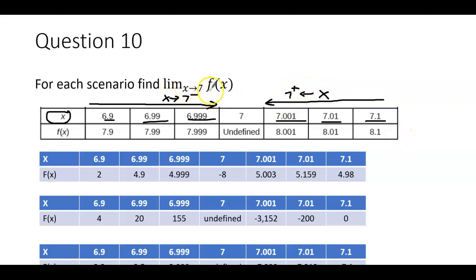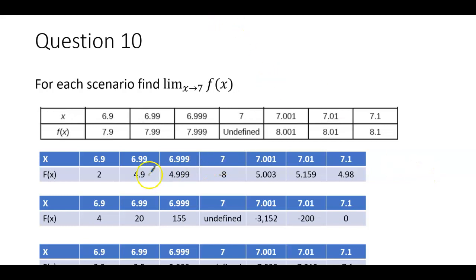The question is, as x is approaching 7, what's the y value approaching? Because that's what we really want to know. What does the y value approach? Well, for this problem, it goes 7.9, 7.99, 7.999. So it looks like from the left side, it's approaching 8. What's it approaching from the right side? 8.1, 8.01, 8.001. It looks like it's also approaching 8. And when those two things match, that means the limit exists, and we can say the limit is 8. Okay? Let's go ahead and take a look at the next one down here.